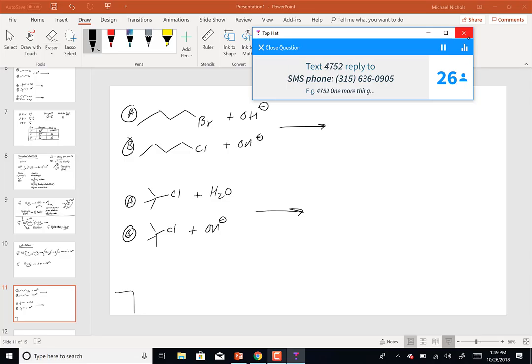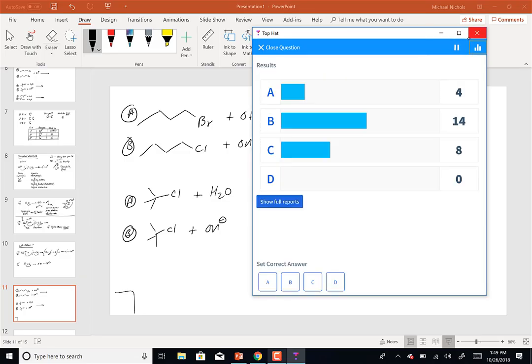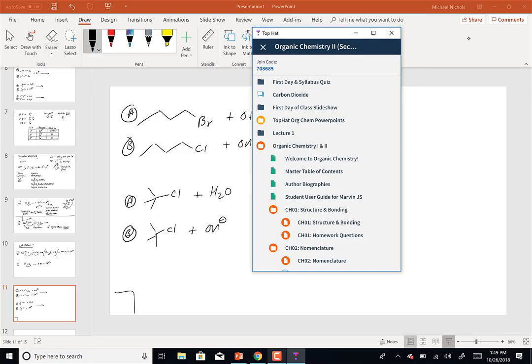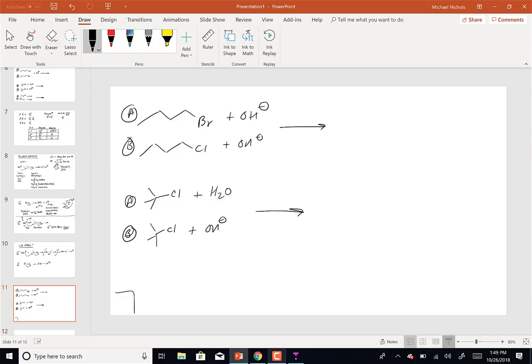So we have one B on the board. We have a pretty good split. Remember, this is participation. So tell me, what do I need to think about as I'm answering this question? What's the first piece of information when I look at that I need to say? What kind of reaction is it, SN1 or SN2? Now, here's the thing. I can't compare SN1 and SN2. That's comparing apples to cars.